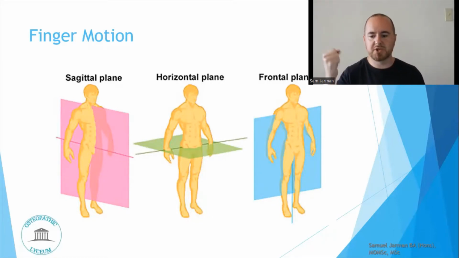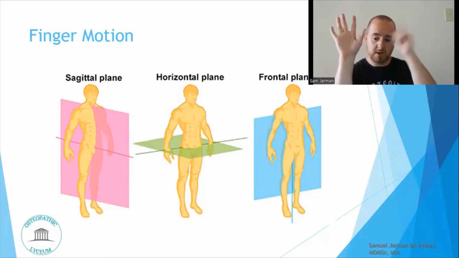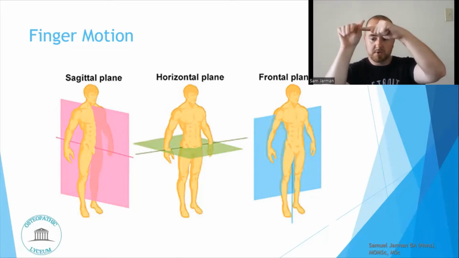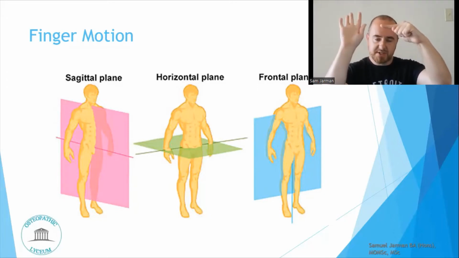With respect to motion of the fingers, I won't necessarily be able to do this in the anatomical position just because of the camera setup, but if this was beside my body and I was upside down, then flexion and extension of the fingers is in the sagittal plane, right? So it's rotation towards the front of the body or towards the back of the body along a horizontal or transverse axis. So that is your flexion and extension.